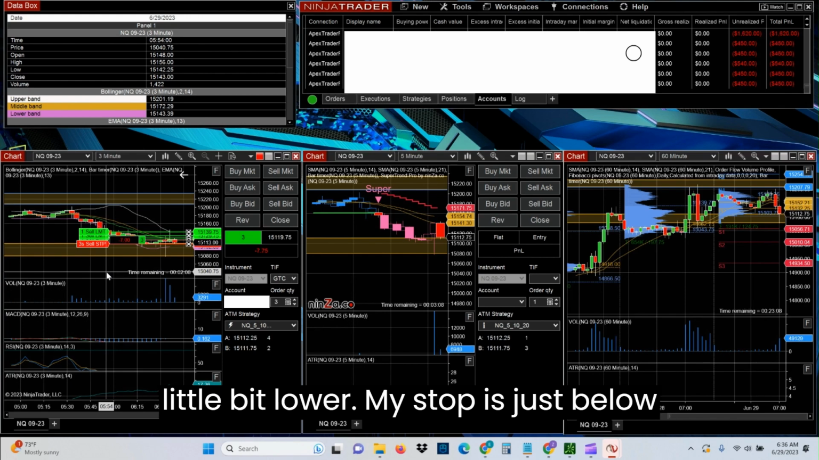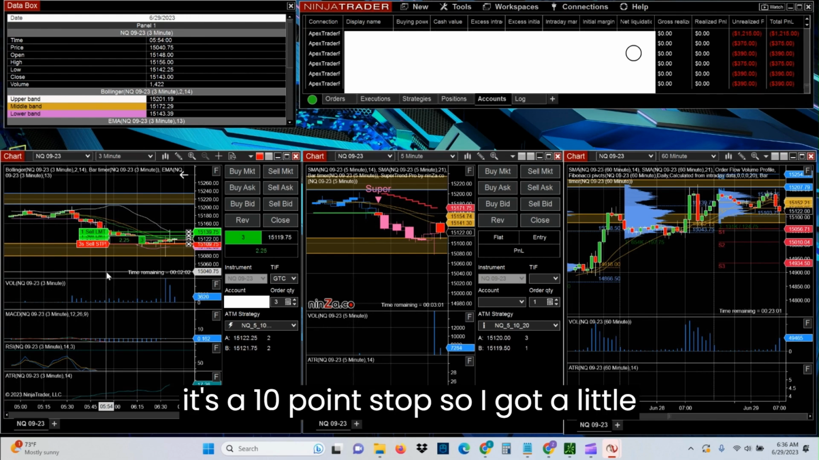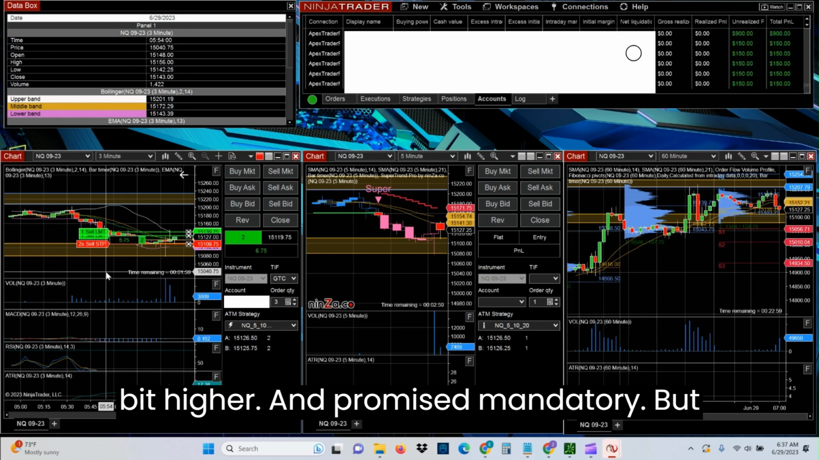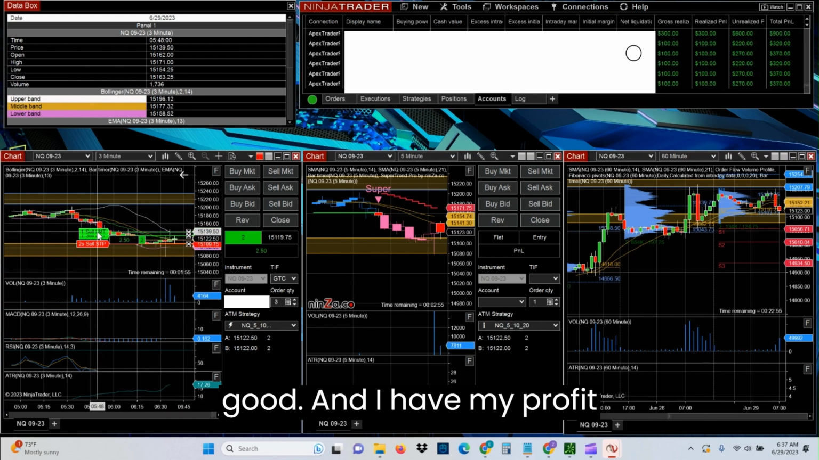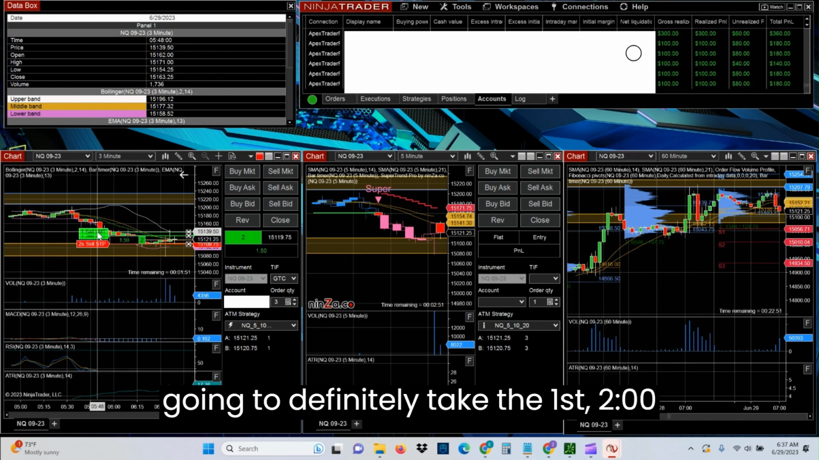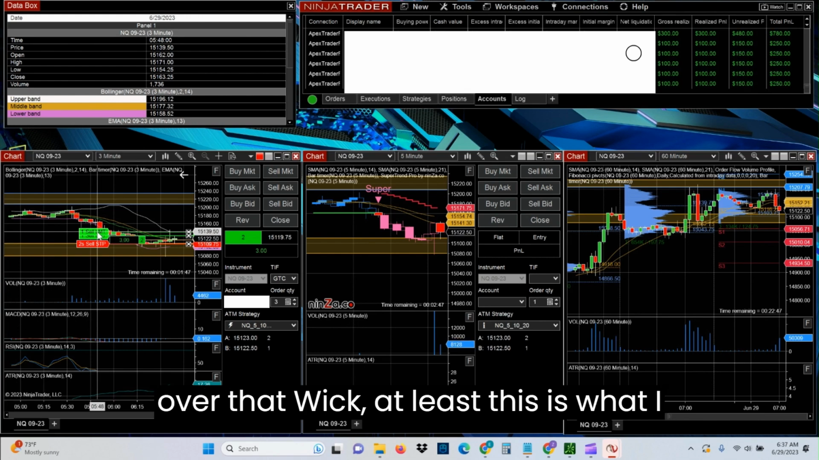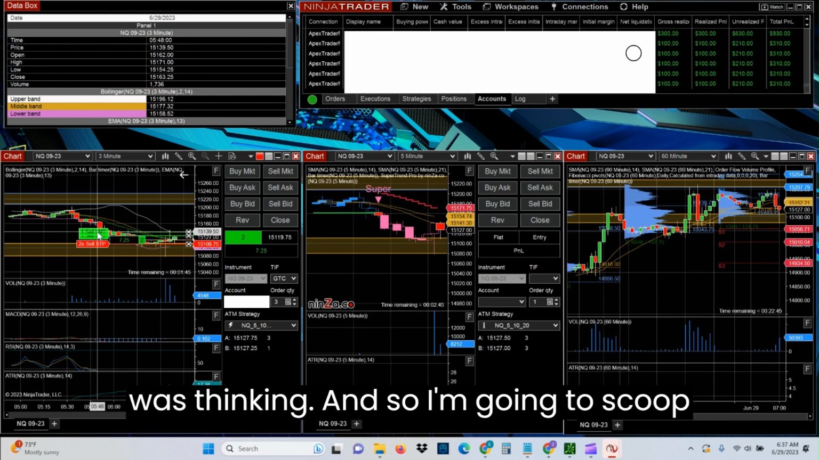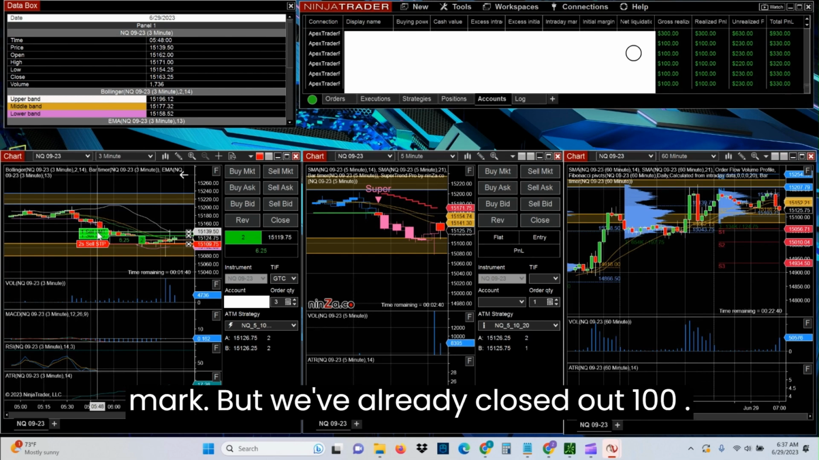My stop is just below that, so I think it's at 151.09. Yeah, it's a 10-point stop. So I got a little bit higher. Thought I missed my entry, but we're still sitting pretty good. And I have my profit target set up at 5, 10, and 15. So I'm gonna definitely take the first two, and then I think we're gonna break over that wick. At least this is what I was thinking. And so I'm gonna scoop my last profit target over that 15 mark.